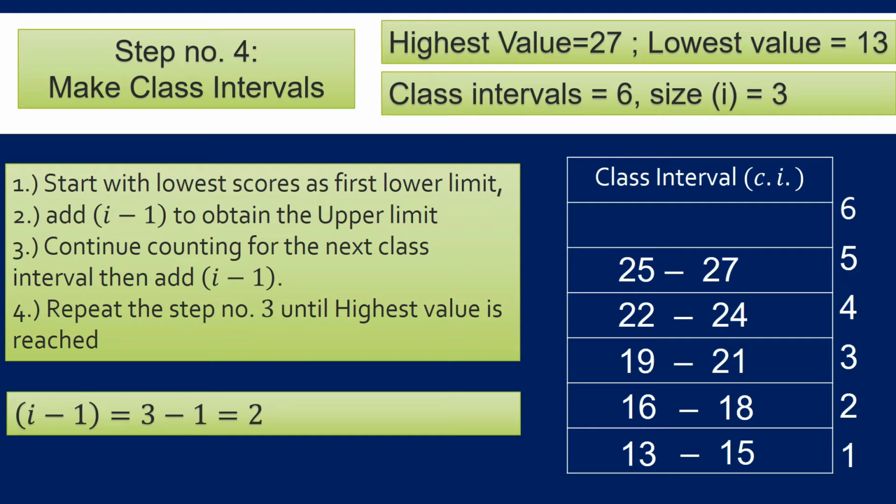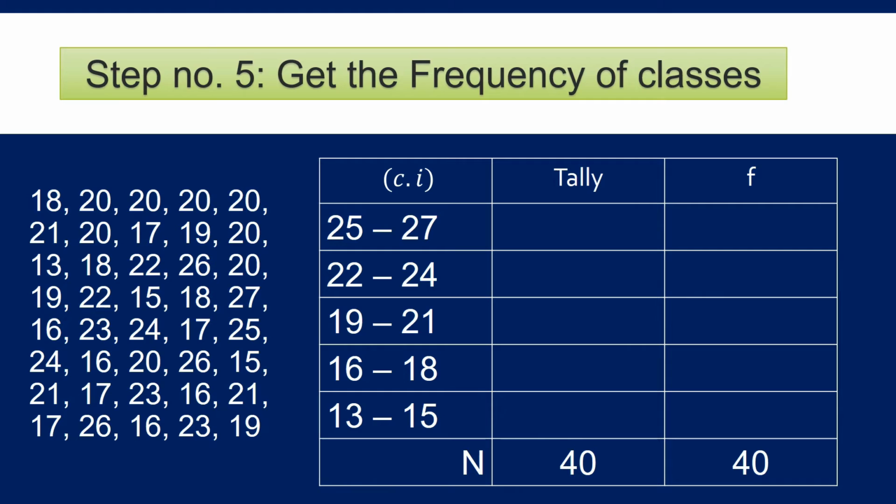Notice that the sixth class interval is empty. I did not continue that one because we have already reached the highest value, which is 27. So instead of making 6 class intervals, we are going to utilize only 5 class intervals because we have reached the highest value. Step number 5 is to get the frequency of classes.